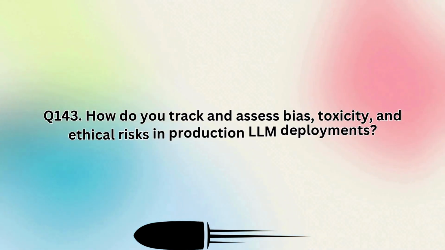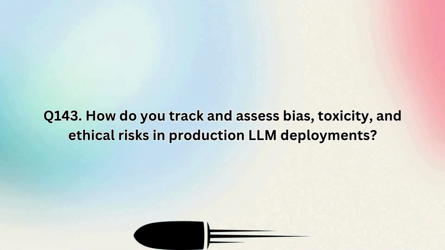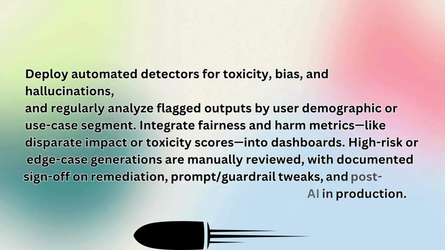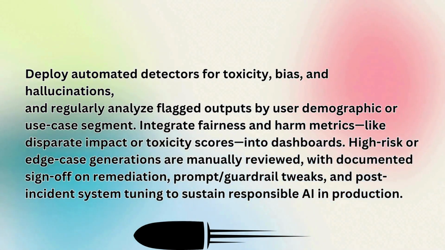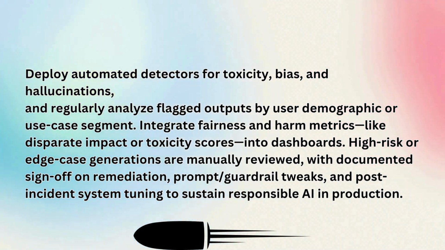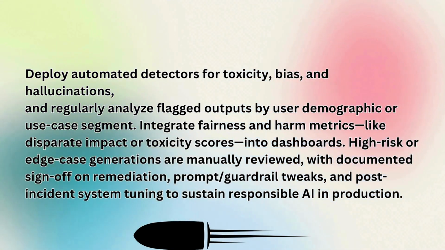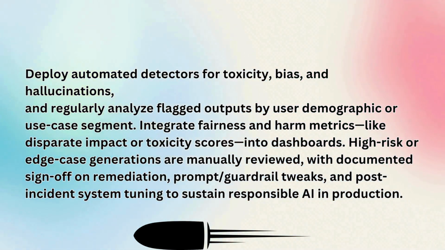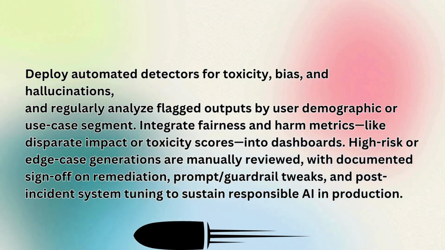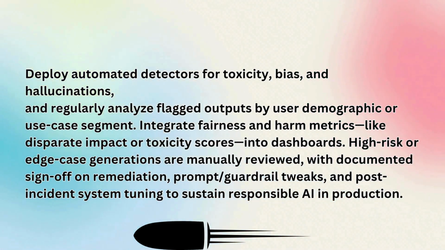How do you track and assess bias, toxicity, and ethical risks in production LLM deployments? Deploy automated detectors for toxicity, bias, and hallucinations, and regularly analyze flagged outputs by user demographic or use case segment. Integrate fairness and harm metrics, like disparate impact or toxicity scores, into dashboards. High-risk or edge case generations are manually reviewed, with documented sign-off on remediation, prompt or guardrail tweaks, and post-incident system tuning to sustain responsible AI in production.